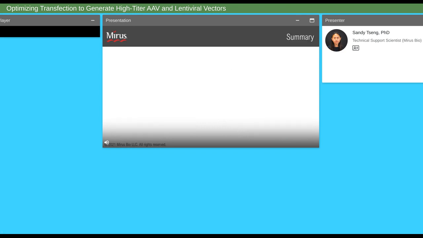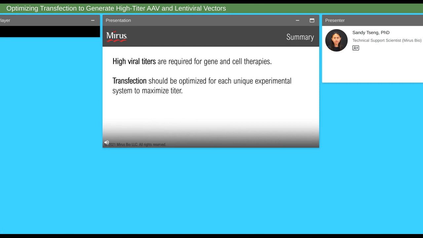So some concluding remarks here. High viral titers are required for these exciting therapies, and hopefully we're going to see more and more of these therapies doing amazing things in the years to come. And while transfection is just one aspect of advancing these therapies, I hope I've convinced you that optimization of transfection is a worthwhile endeavor to produce the highest titer of virus in order to support these gene and cell therapies.